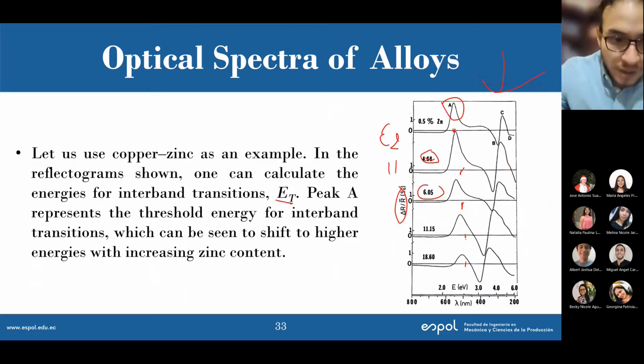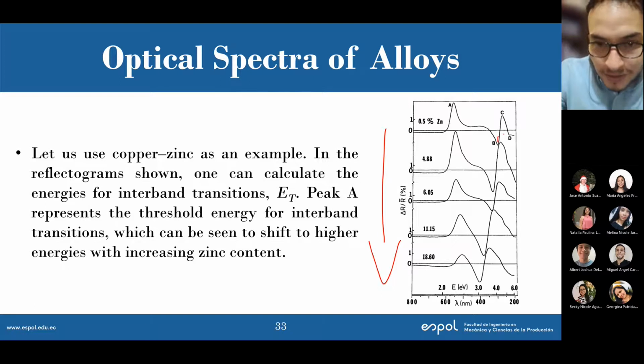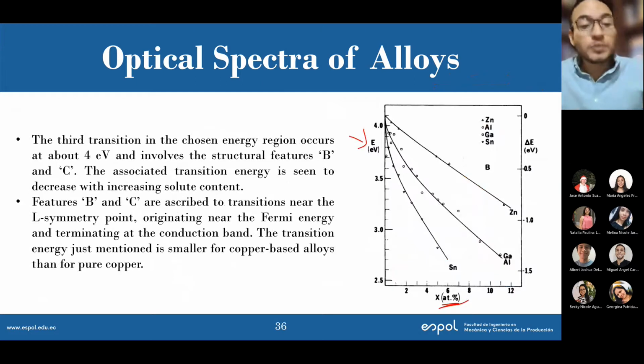Here you can see it. As I increase solid content, as I go down in this diagram, you can see that the peak of B and C is shifting. Instead of A, which was shifting towards the right, now B and C are shifting toward the left. You can see that. So I have the opposite behavior for this. The transition energy is actually decreasing with increasing solid content.